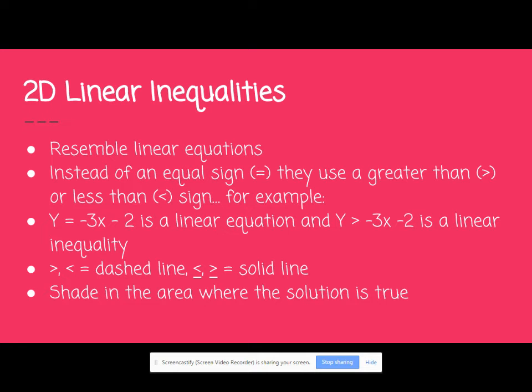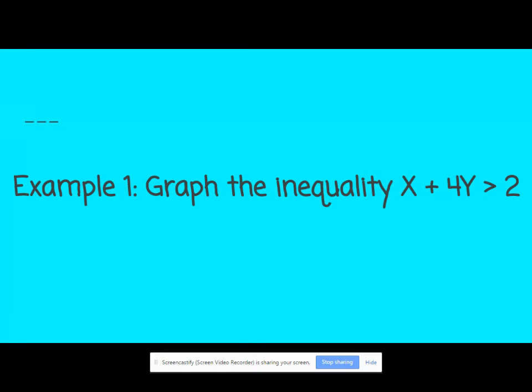And if it's greater than or less than, then it's a dashed line. But if it's greater than or equal to or less than or equal to, then it's a solid line when you graph. And you shade the area where the solution is true. Okay, so for our first example, we're going to do it on the board.